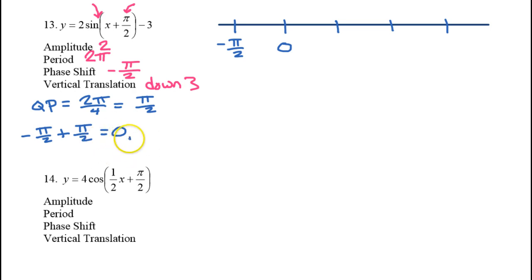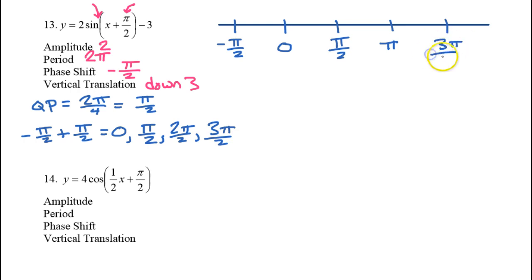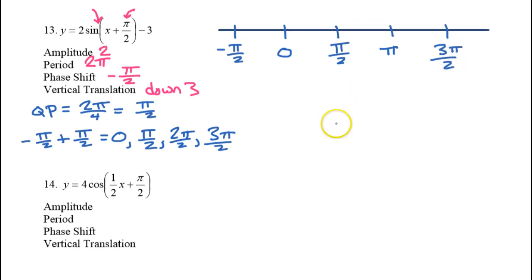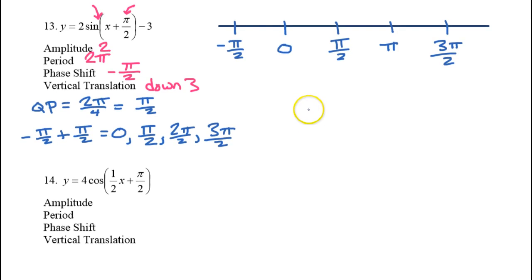So if I add π/2 again, I'm just going to get π/2. So that'll be the next mark. If I add π/2 again, that'll be 2 π/2, which is just pi. If I add π/2 again, that'll be 3 π/2. So these are the 5 marks on the x value that I'm going to need.